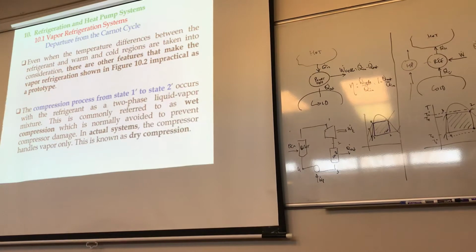And you are going into a compressor, right? In a compressor, you want to have dry compression rather than having liquid in there, right? So this is commonly referred to as wet compression when you have the two phases, which is normally avoided to prevent compressor damage, because now you're pressurizing some liquid mixed with the refrigerant vapors, which have mass, right? And then they could damage your compressor. In an actual system, the compressor handles vapor only, so this is known as dry compression. So this is impractical. This is not good. I would rather start from where? Probably from here and go up.